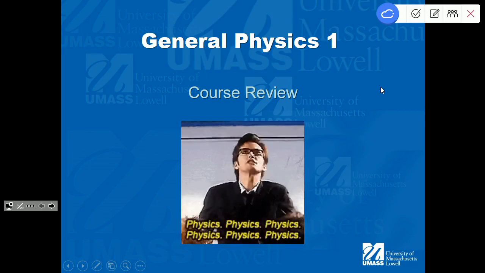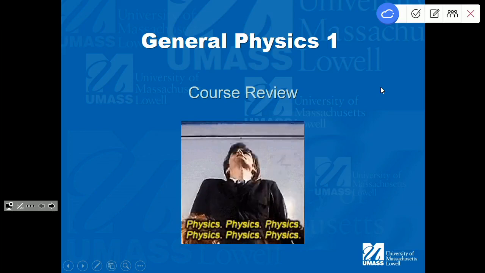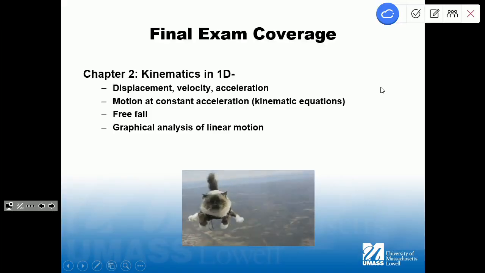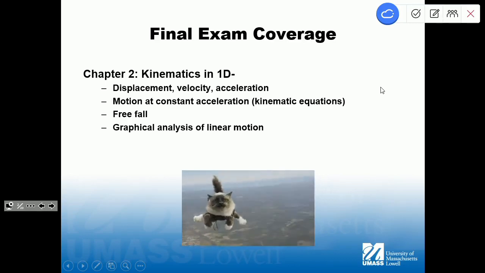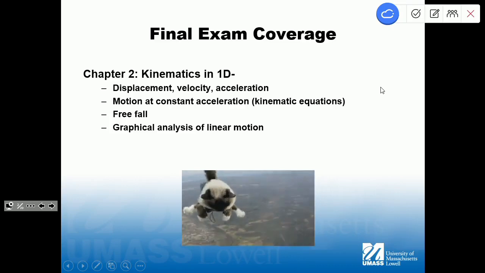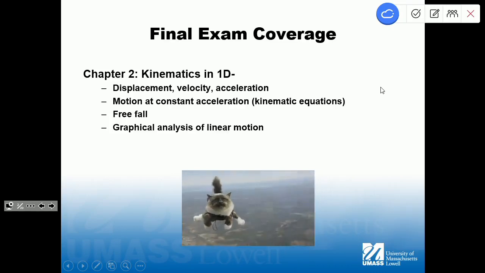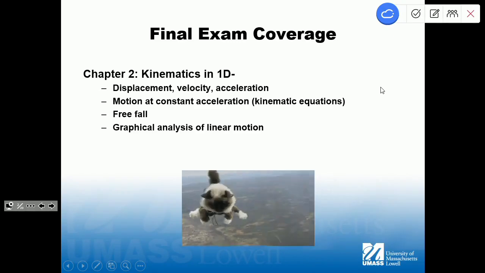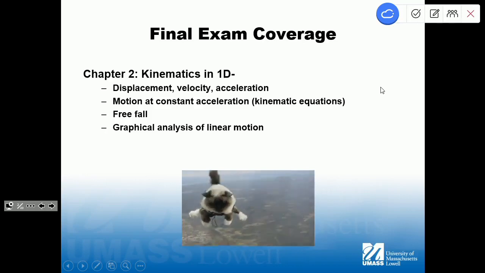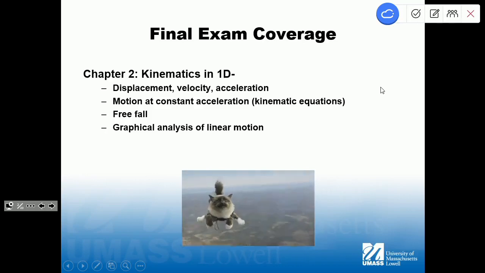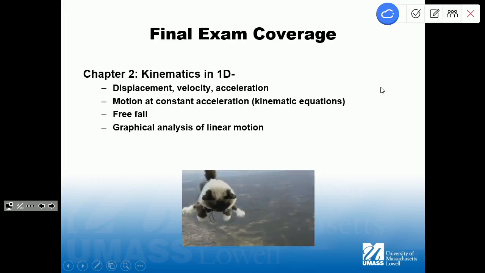Okay, let's get the review out of the way. So we go back to the beginning, when you were bright-eyed on the first day of class. While we didn't actually drop a cat out of a plane, the idea in the very beginning was to discuss how to describe motion, right? That's where we started, with motion along a straight line. So we defined position, change in position as displacement, rate of change of displacement as velocity, rate of change of velocity as acceleration.